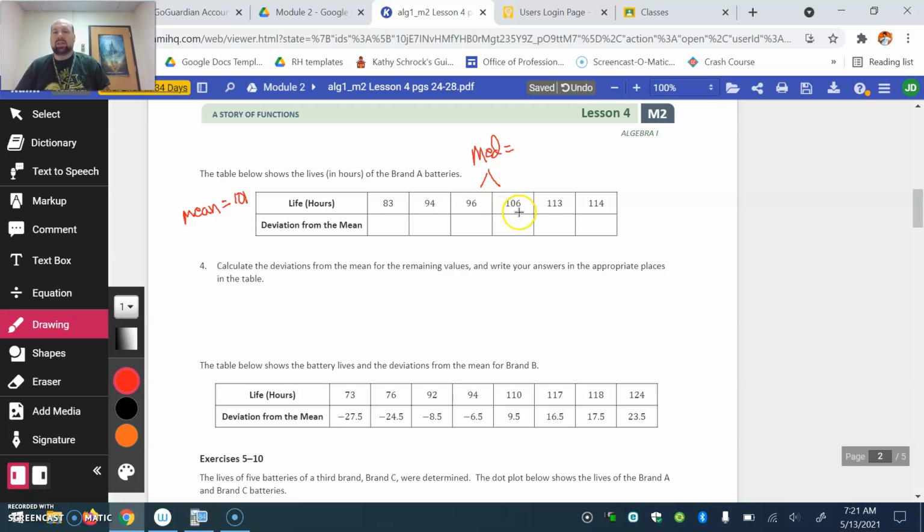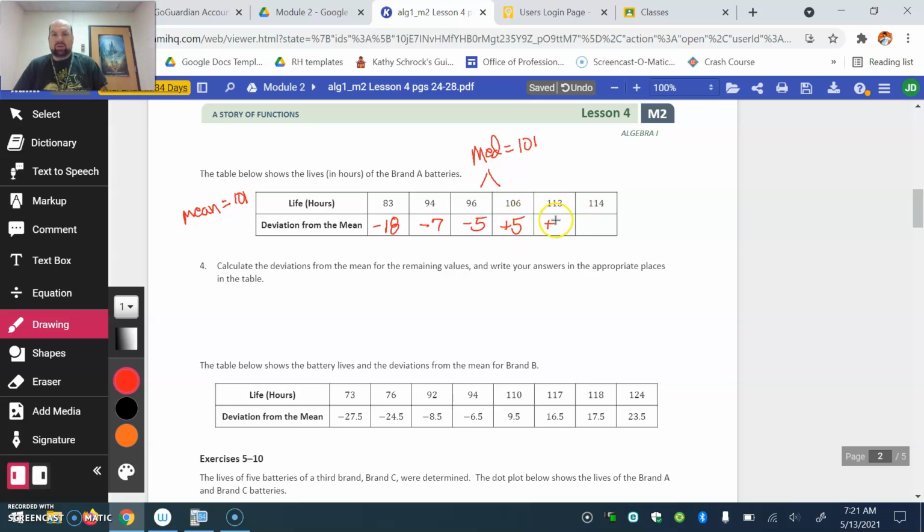So if I add 96 and 106, I get 202, and divide that by 2, and it's 101. So the median and the mean are the same here. Now, how do I find the deviation from the mean? Well, this 83 is below 101. So by how much? 18. So I'm going to write negative 18. And this 94 is below 101 by 7. 96 is below by 5. 106 is above by 5.